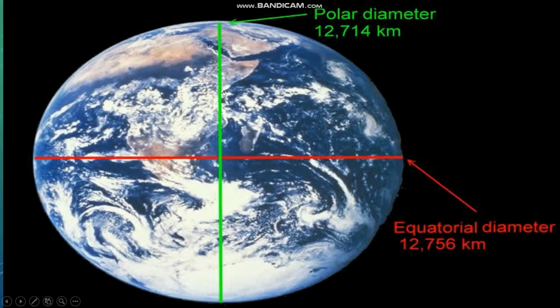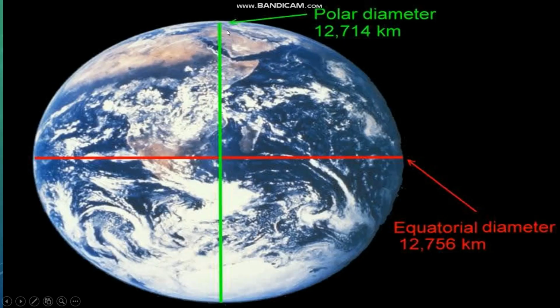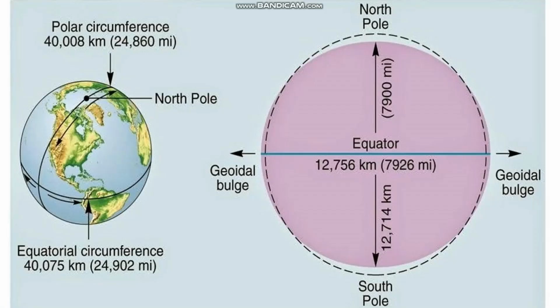You can see here how it is. It is evident in the diameter of the polar region. You can see the polar diameter is around 12,714 kilometers, whereas the equatorial diameter is about 12,756 kilometers.